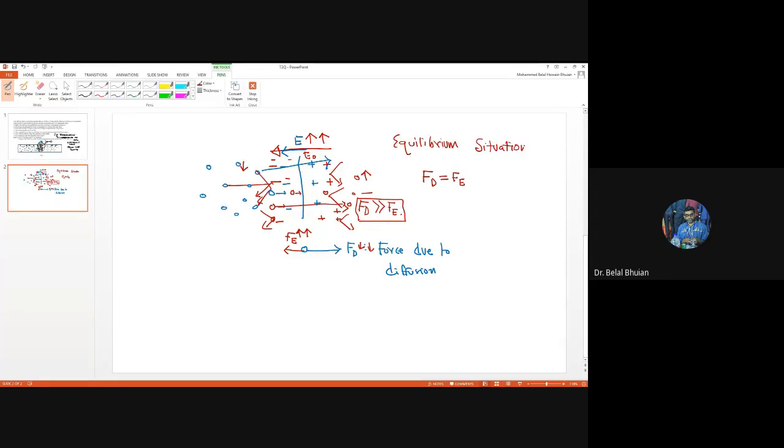So this is our equilibrium situation. That means in this situation there is no further diffusion of holes and no further diffusion of electrons taking place from p side to n side and n side to p side.